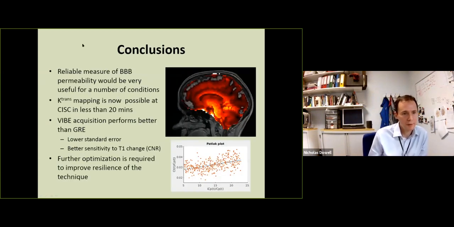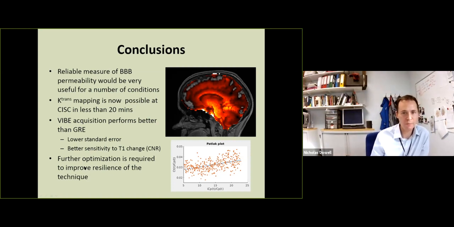So we'd really love to have a reliable BBB measure, and we can do that. I've shown you that if you have a good subject and everything's in your favor, you can get good K-trans maps in less than 20 minutes at the moment using this VIBE technique, which has this lower standard error and this improved sensitivity to T1 change. But still, there are further optimizations that are required and possible.